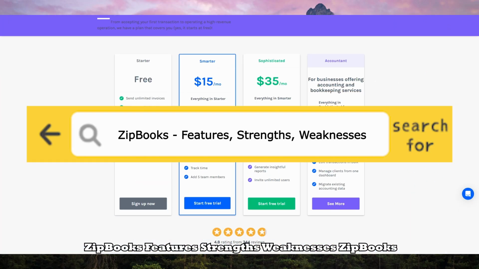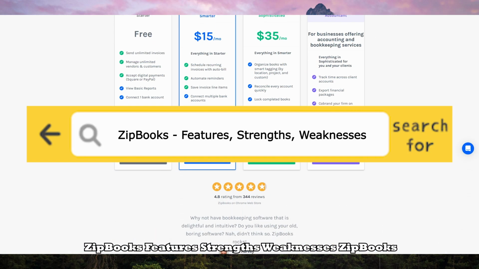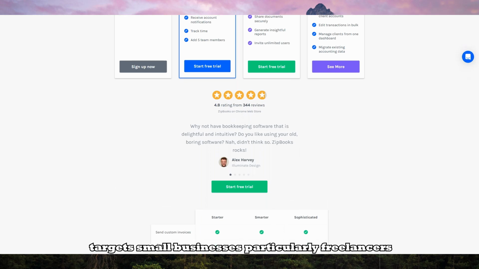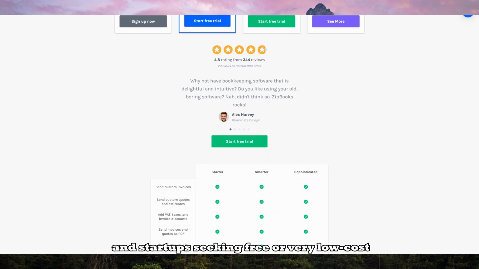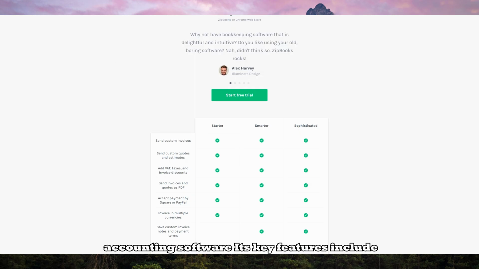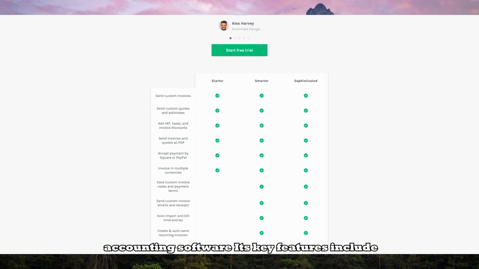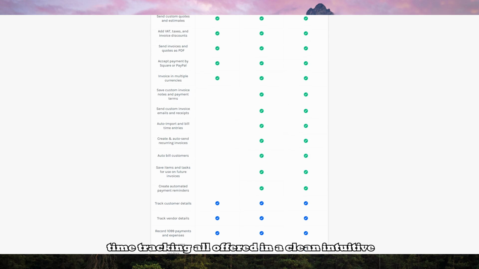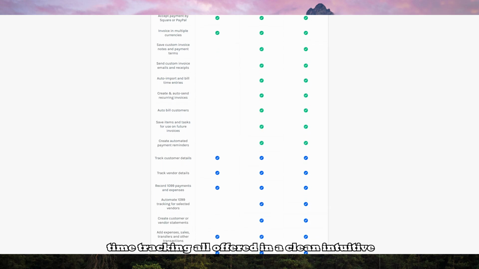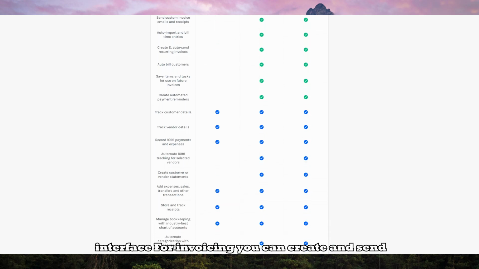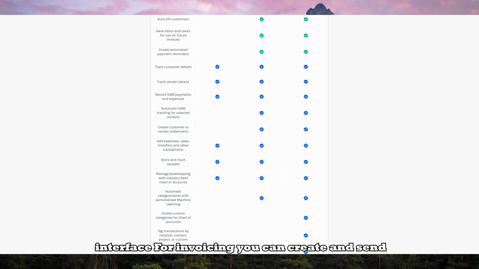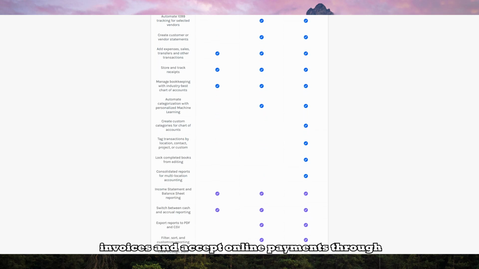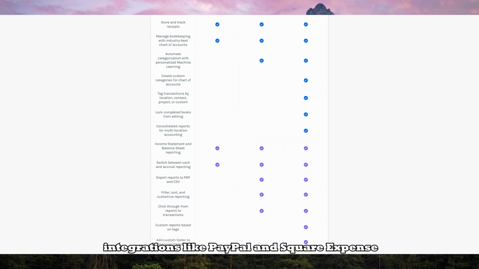ZipBooks: features, strengths, weaknesses. ZipBooks targets small businesses, particularly freelancers and startups, seeking free or very low-cost accounting software. Its key features include invoicing, expense tracking, basic reporting, and time tracking, all offered in a clean, intuitive interface.